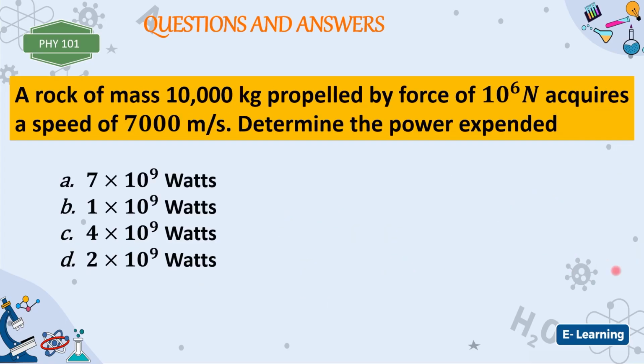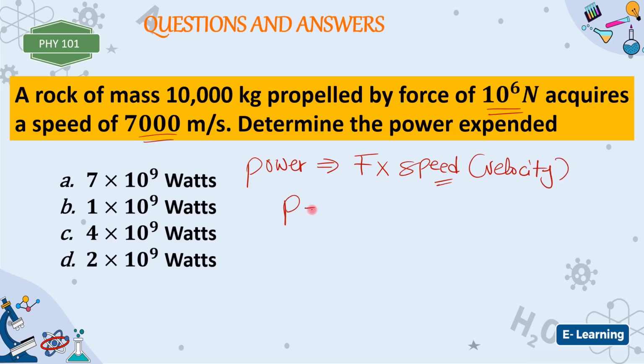All right. Now, the next question says, a rock of mass 10,000 kg propelled by a force of 10 raised to the power of 6 Newton acquires a speed of 7,000 meters per second. Determine the power expended. Now, my dear student, what is the formula for power? Power is equal to force times speed, or force times velocity.